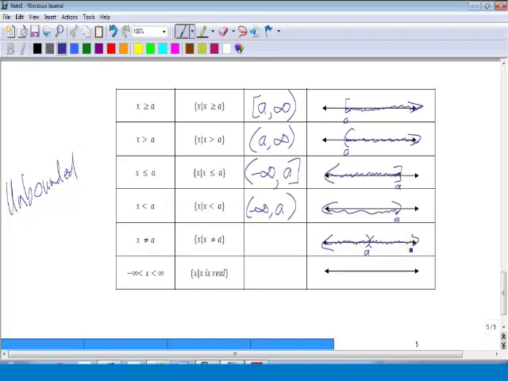It's two intervals. They don't overlap. And their union includes everything but that one bad value of x, A. So we use the symbol for union. It's convenient that it kind of looks like the letter U. It's not the letter U. It's a symbol for union.